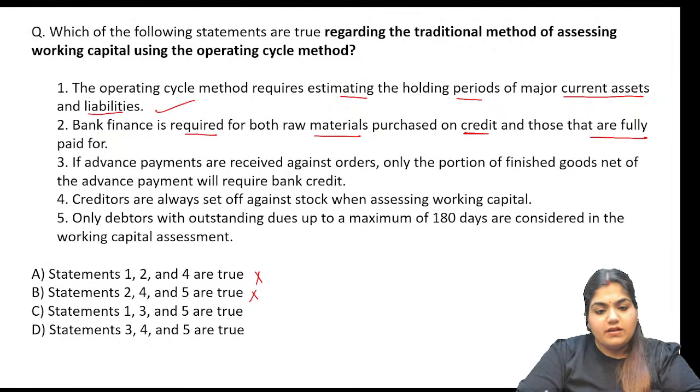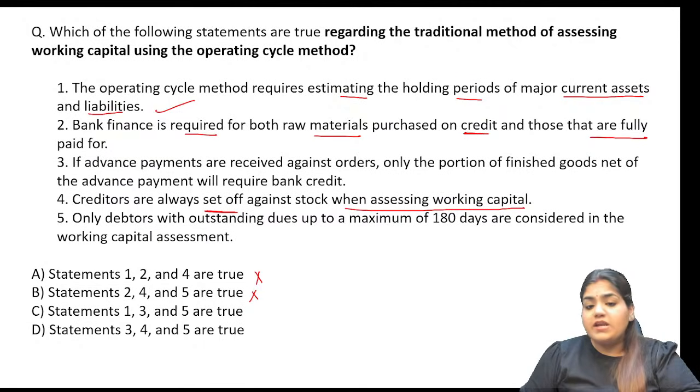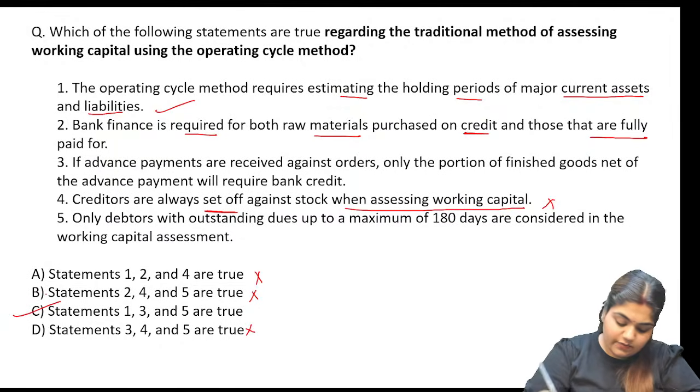Third statement is correct. Fourth statement is again incorrect. The creditors are always set off against stock when assessing working capital. No. Creditors are never set off against the stock. Statement number 4 is also incorrect. That will give us C as the correct answer. C is the correct answer.